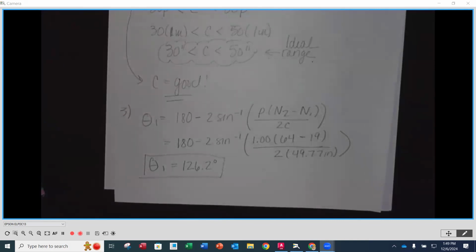I'll do it one more time. Now, yours is going to be a little different just because your center distance was different than mine. So I had 49.77, you had the 48 point something, right? 48.7. So that'll make that a little bit different. Yeah, I got the same number each time. So then that would be the end of this problem, is the angle of contact, theta 1.